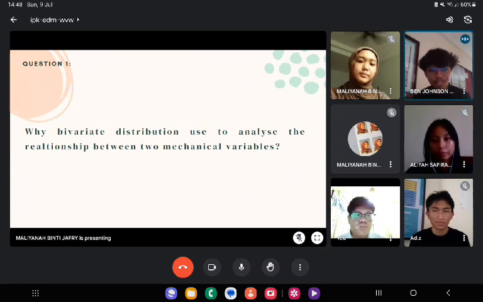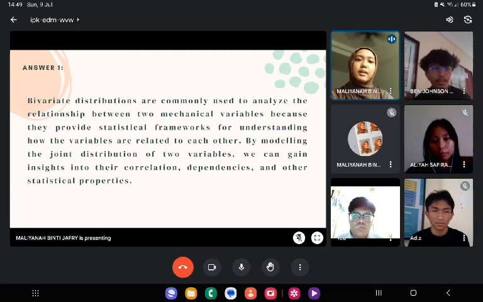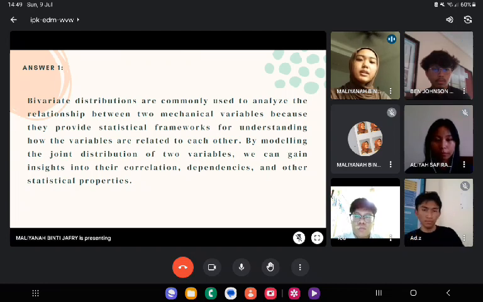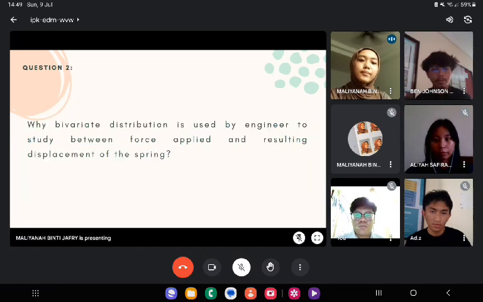Why are bivariate distributions used to analyze the relationship between two mechanical variables? So the answer is bivariate distributions are commonly used to analyze the relationship between two mechanical variables because they provide statistical frameworks for understanding how the variables are related to each other. By modeling the joint distribution of two variables, we can gain insights into their correlation, dependencies, and other statistical properties.